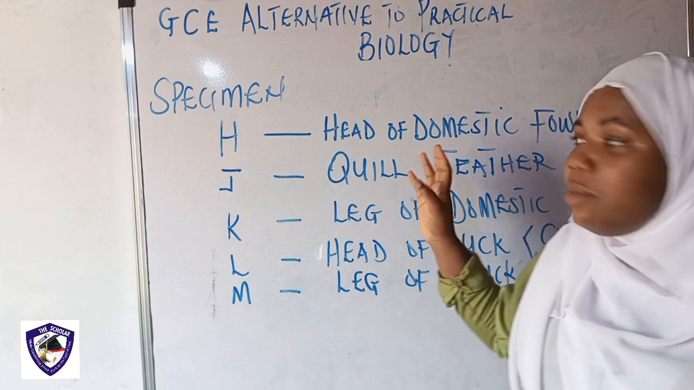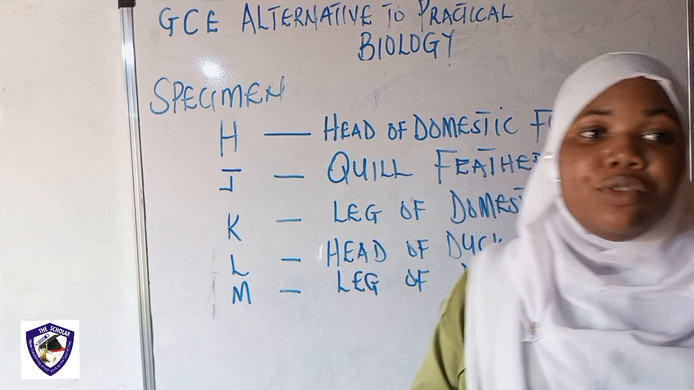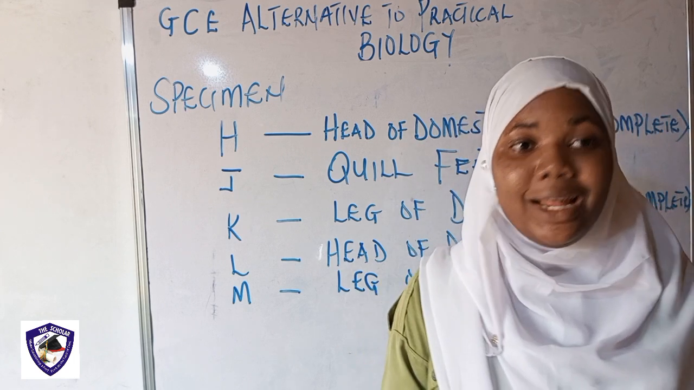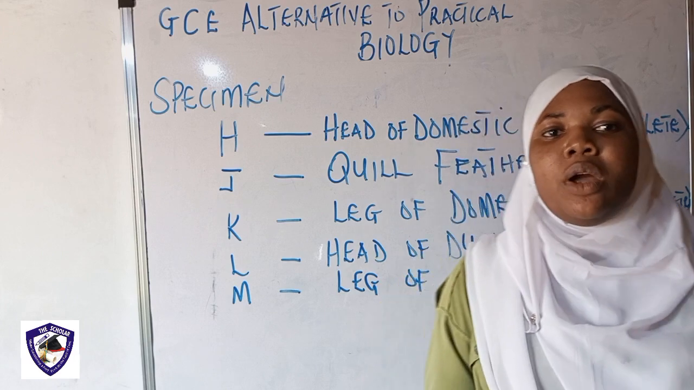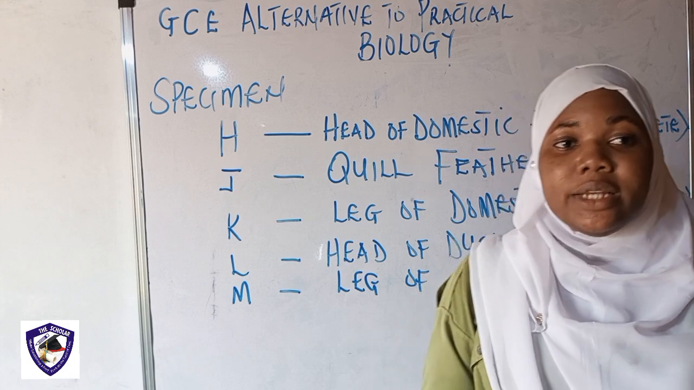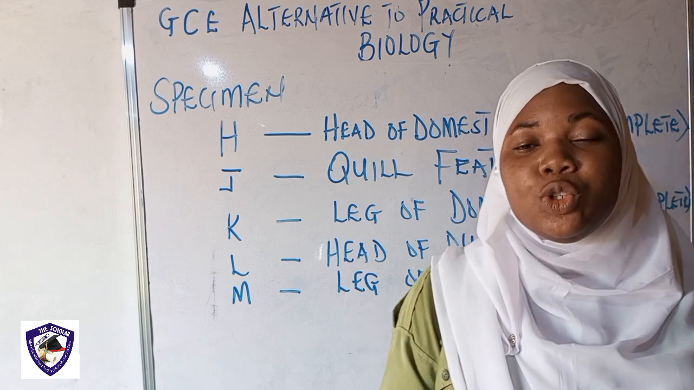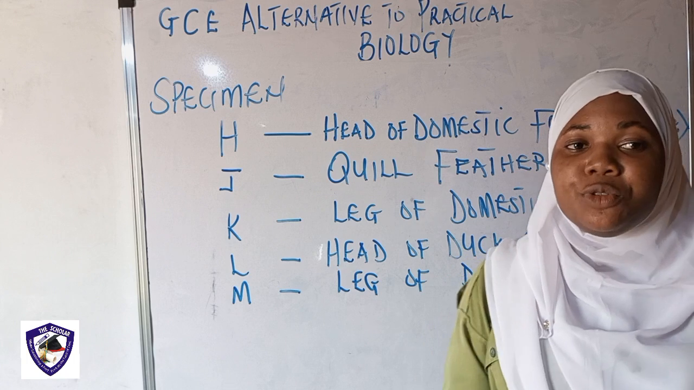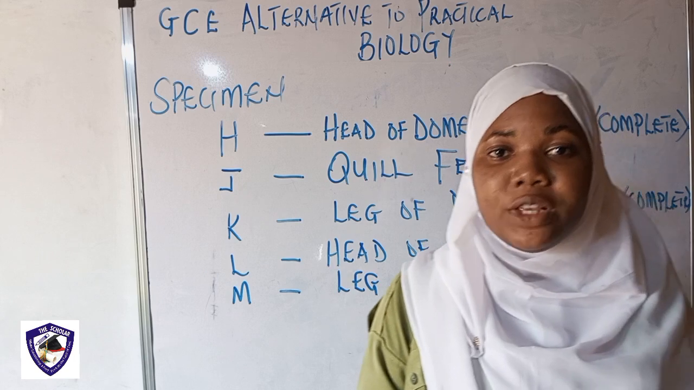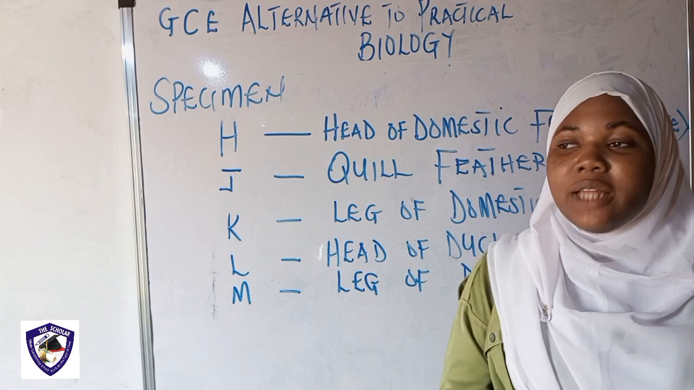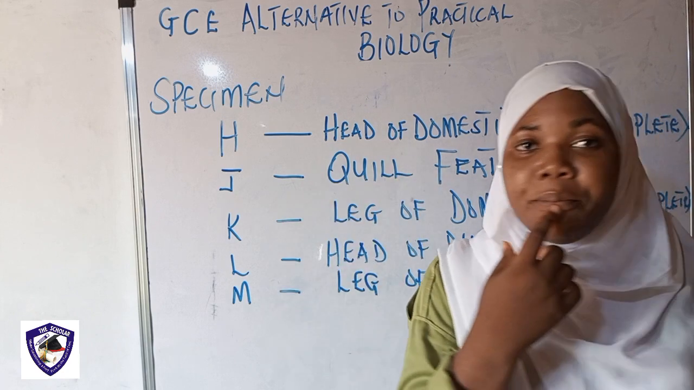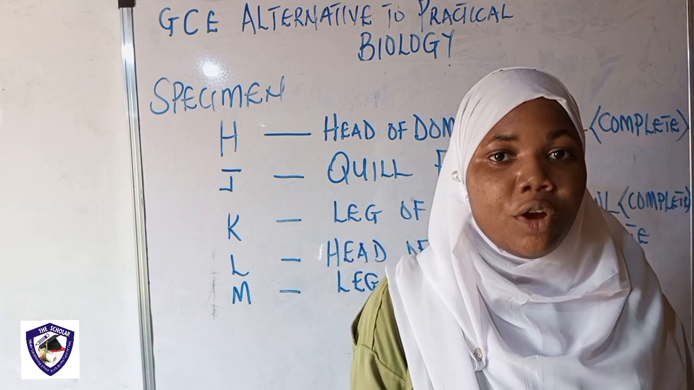Moving forward, specimen H, which is the head of the domestic fowl, is a terrestrial organism. That means it is found on land. For the head of this domestic fowl, you will notice the head and the mouth, and the mouth is modified into a sharp beak. This beak is used for feeding, drinking, grasping objects, playing, and also for defense from predators and prey. Anytime an organism is ready to hunt a domestic fowl, it makes use of its beak for what? For defense, for protection from its prey.